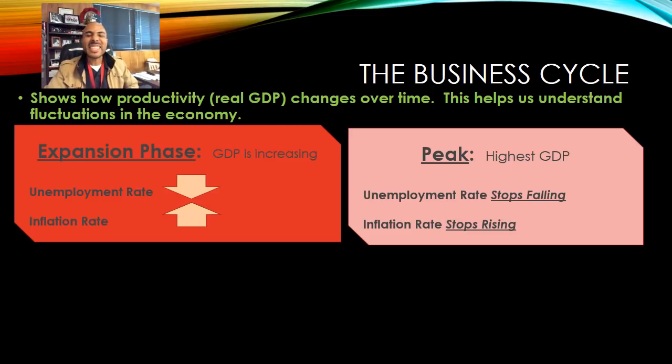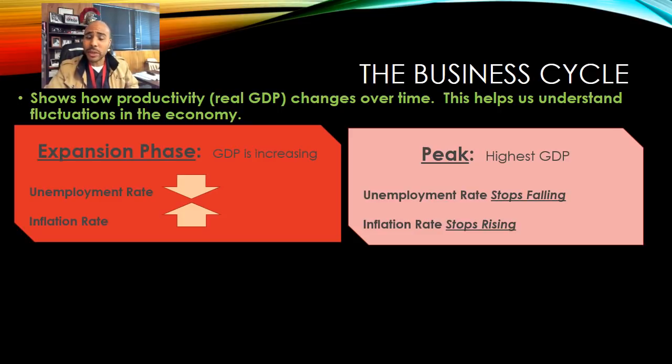Now the peak is the highest our GDP is going to go. Once our GDP hits the peak, it stops rising. But this is also when our unemployment rate stops falling. So keep in mind that the unemployment rate is falling all through the expansion phase until it hits the peak, and then the unemployment rate stops. This is also when inflation stops rising. So prices are going to stop rising once we hit the peak.